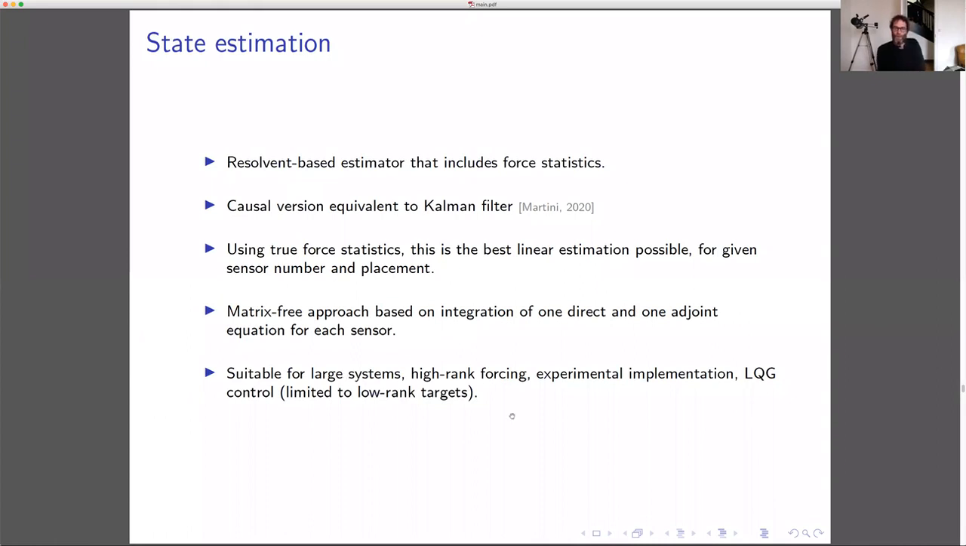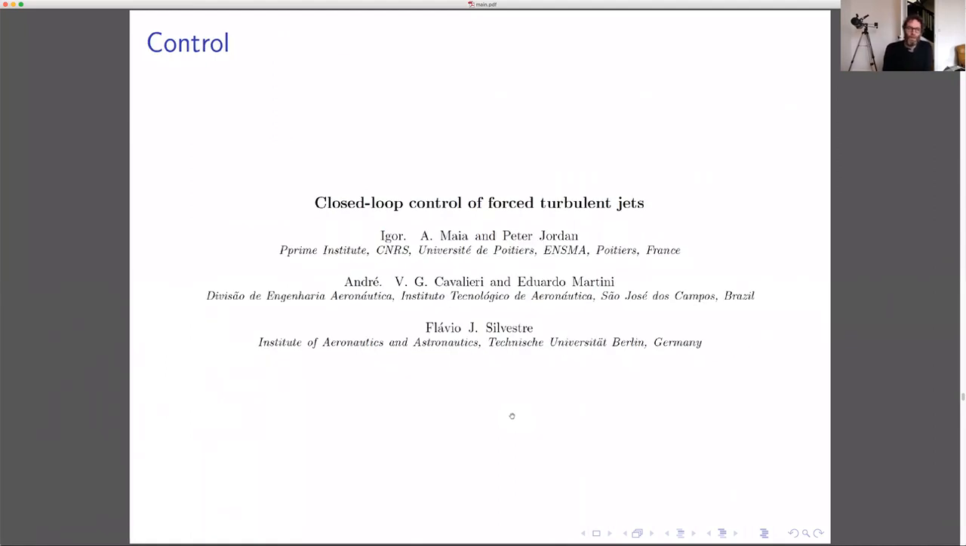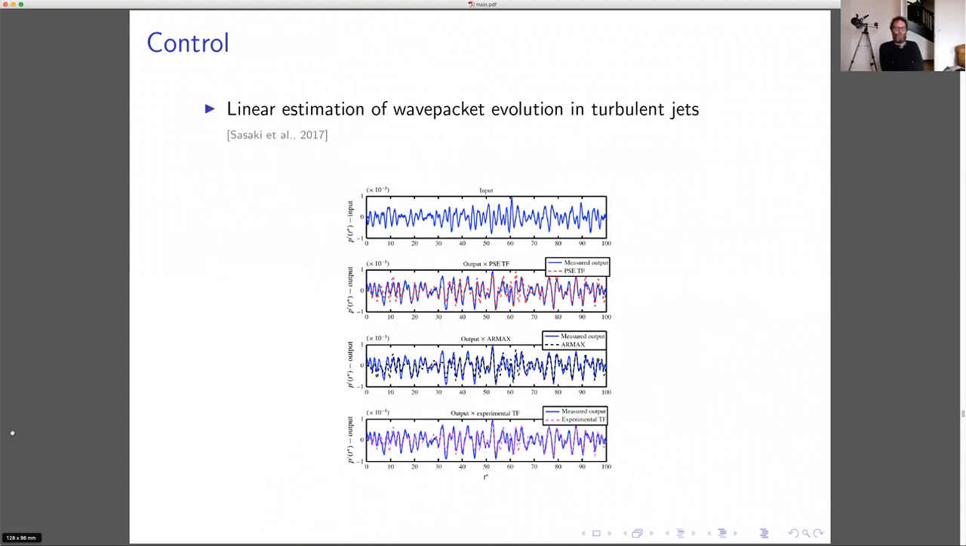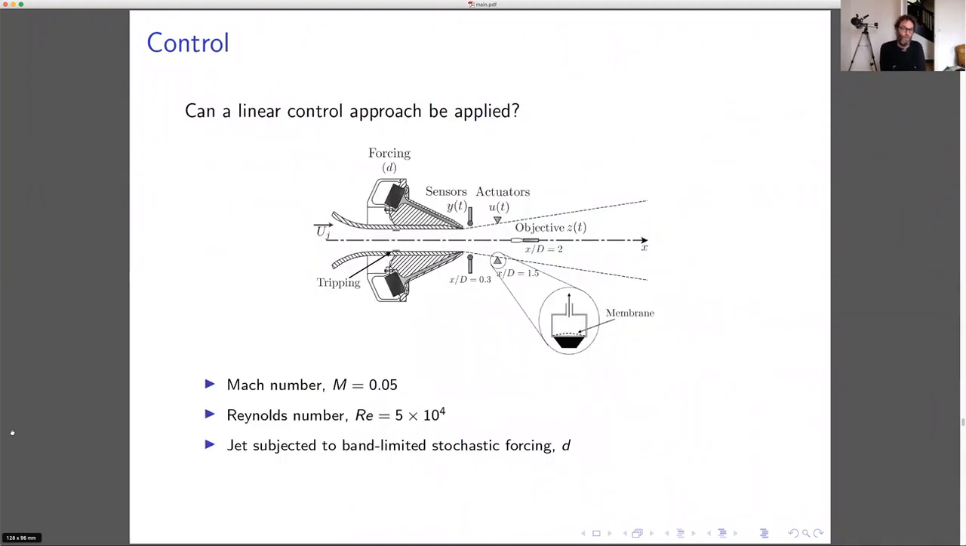Okay, this is the final part of the talk. I'm sorry, I'm running a little bit long here, so I'll maybe get through this quickly. This is based on work by a PhD student, Igor Maya, who worked with us in Poitiers. He's now come back as a postdoc, and these people were also involved in this. Well, let me just skip on to the control piece of this. So basically, we're trying to understand if a linear control approach can be used in the turbulent jet.